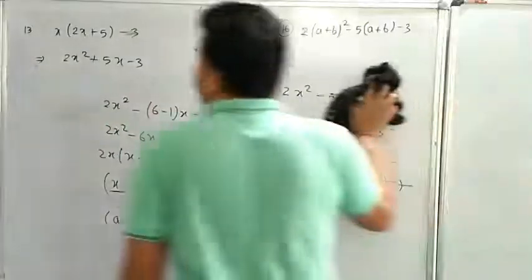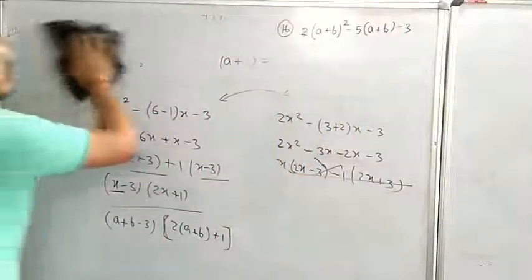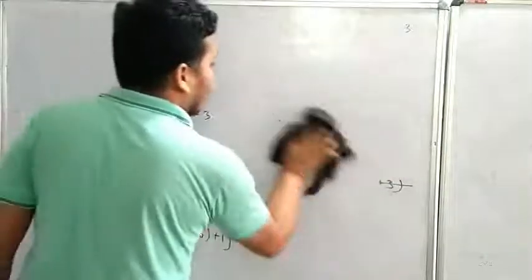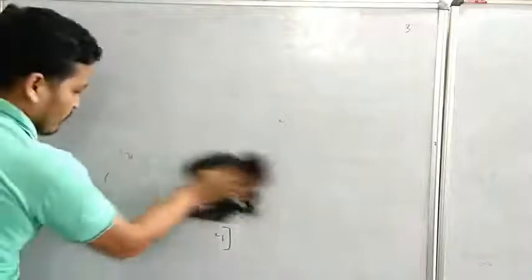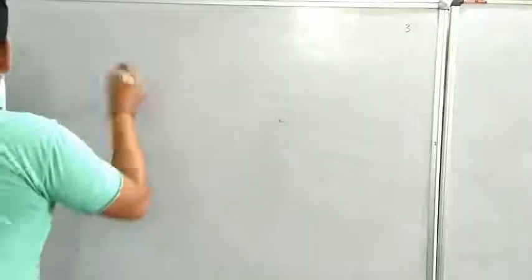Okay, so next exercise, the last exercise of this chapter, is based on the cube: a plus b whole cube, a minus b whole cube, a cube plus b cube. This is the next question, the next formula. Okay, exercise 4H. Which is the next exercise? 4H is our next exercise.